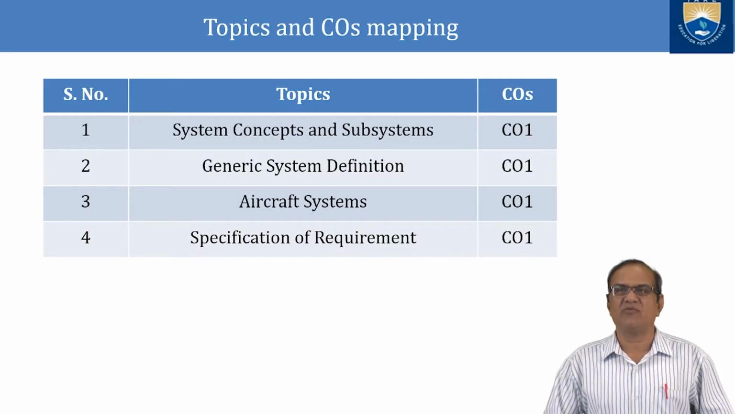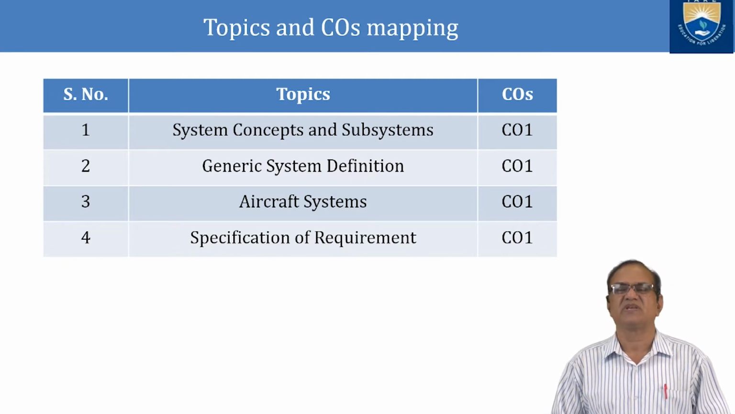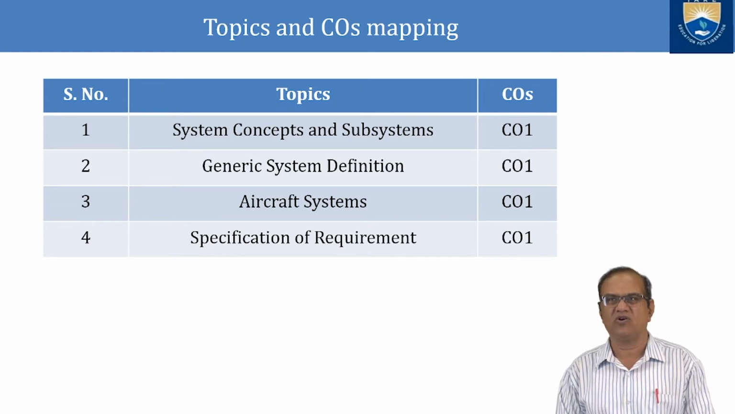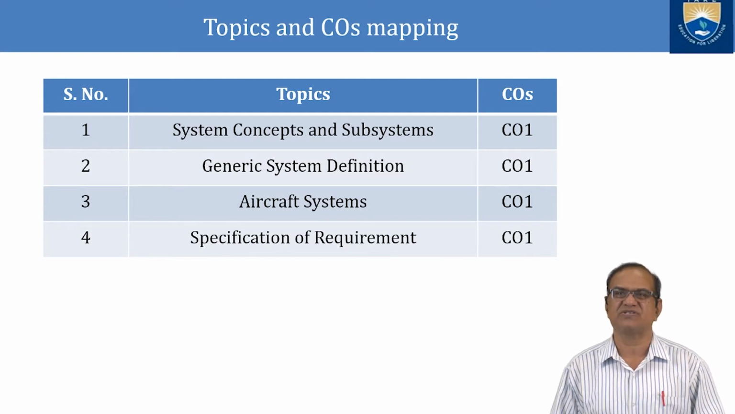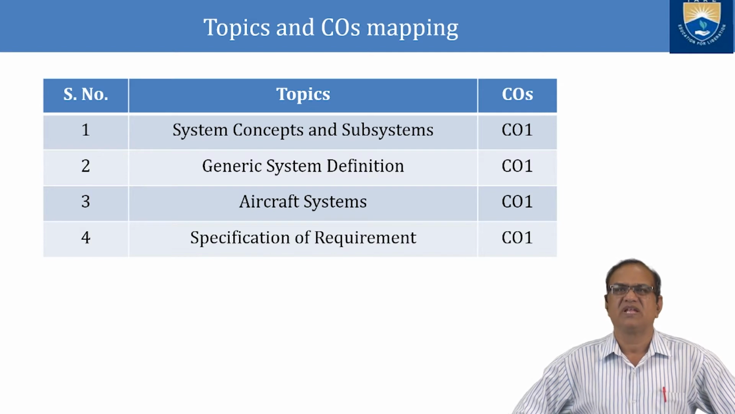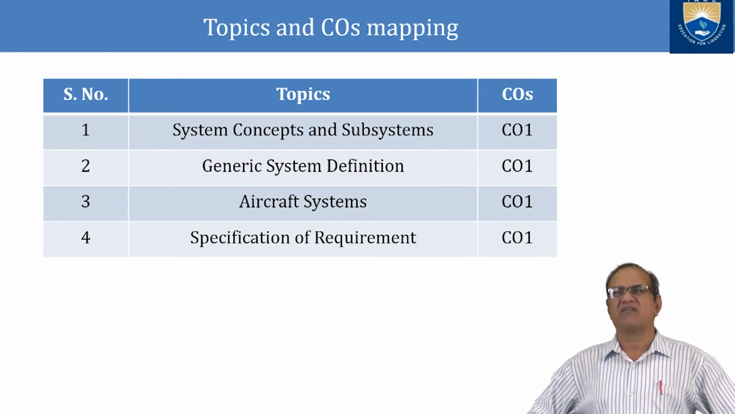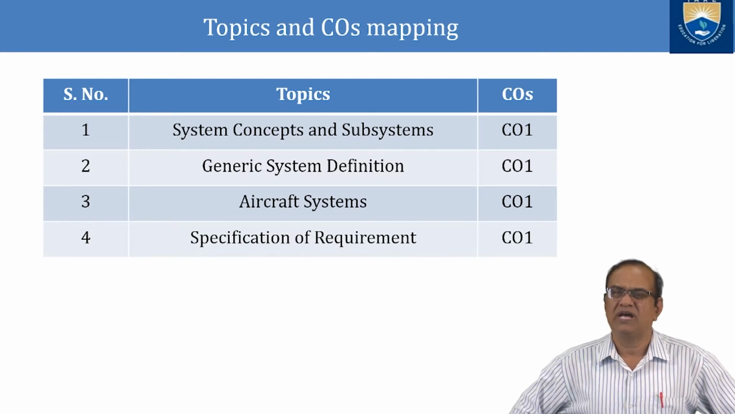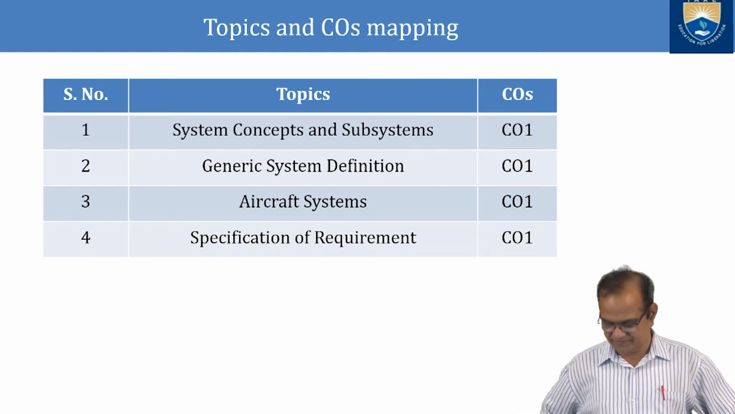So in this I am going to discuss the system concept and the subsystems, and their mapping to the COs, or CO1. Then I will talk about generic systems, their definitions, aircraft systems, then specification of requirement. These are all related to module 1, and so it matches with course outcome 1.